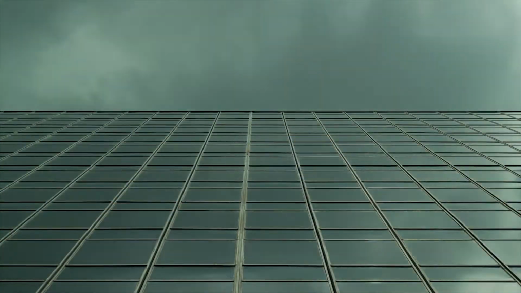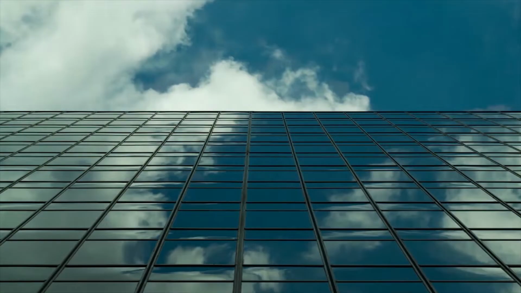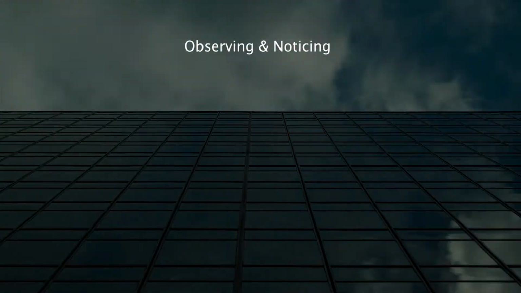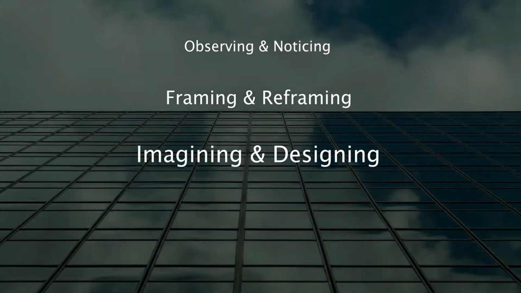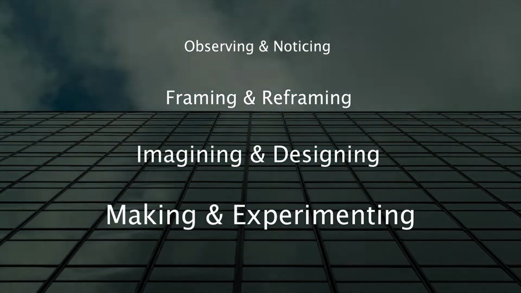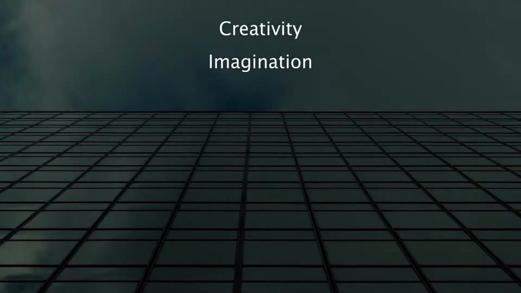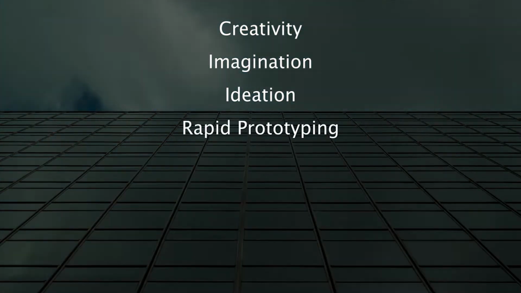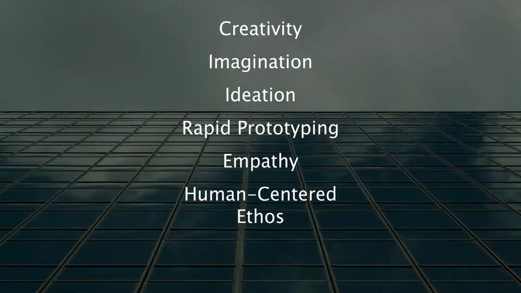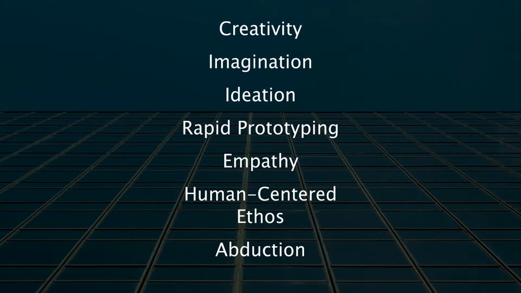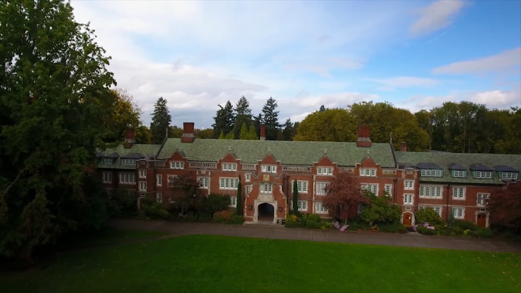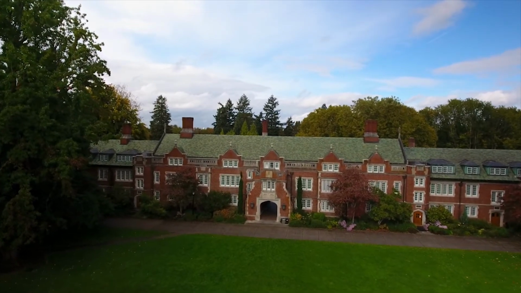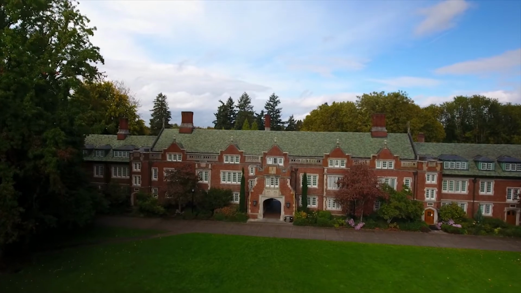UC Berkeley's Sara Beckman defines it with four main elements: observing and noticing, framing and reframing, imagining and designing, and making and experimenting. These amplify the importance of creativity, imagination, ideation, rapid prototyping, empathy, and human-centered ethos and abduction. Other definitions and variants on design thinking include the five-phase model proposed by Stanford's Hasso-Plattner Institute of Design.